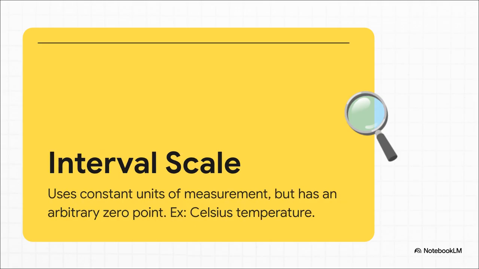The interval scale is a major upgrade because now our ruler has consistent equal spacing. The difference between 10 and 20 degrees Celsius is the exact same as the difference between 30 and 40 degrees. But the 0 point is arbitrary. 0 degrees Celsius is just the freezing point of water. It's not the absence of all heat. So you can't say 20 degrees is twice as hot as 10 degrees.